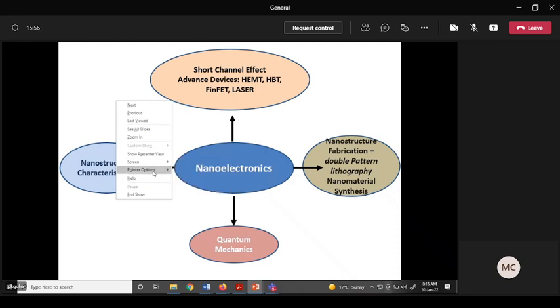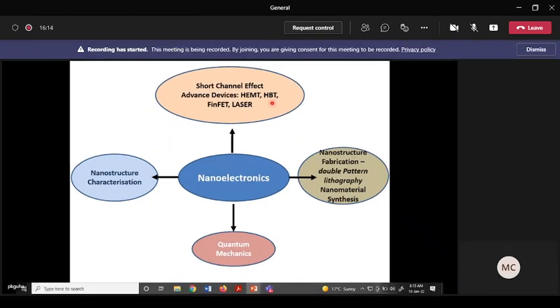This nanoelectronics course will cover mainly some of the advanced devices, for example high electron mobility transistor, heterojunction bipolar transistor. We will cover FinFET, and if time permits, a bit of quantum cascade laser. So these are some of the advanced devices we will cover. We'll extensively talk about short channel effect in this course to start with.